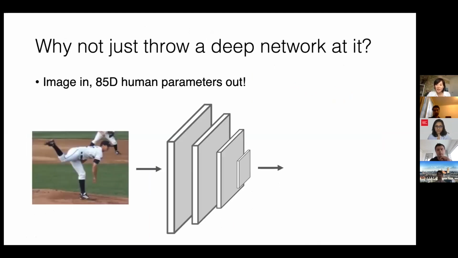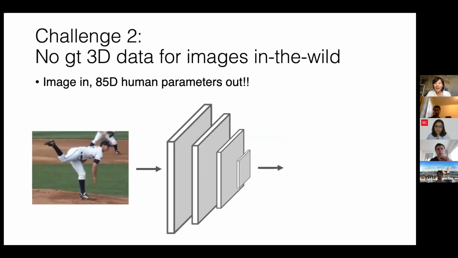It's like image in and 85 numbers out, right? Like how difficult can this be? Well, it turns out this 85-dimensional space is a very high dimensional space. Rotation is difficult to regress. But more than anything, you really don't have any data. So that's a real challenge too.